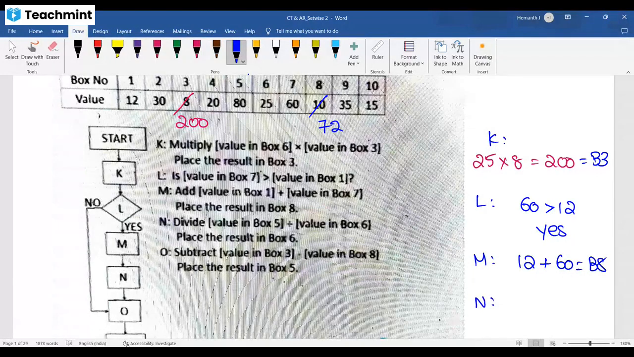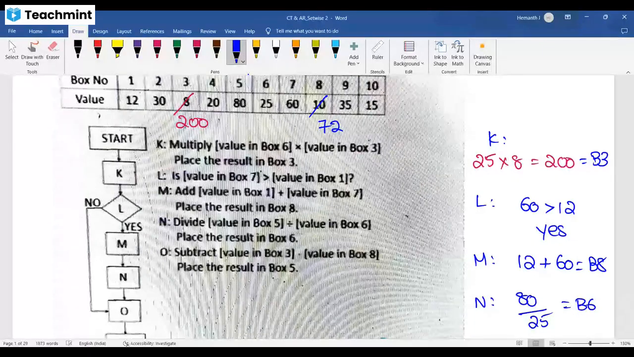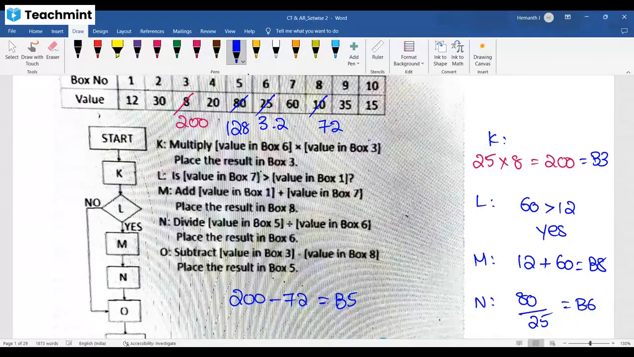The value in box 5 is 80. The value in box 6 is 25. 80 divided by 25 should be stored in box 6. It's around 3.2. We got some fraction. Fine, let it be. It's changed to 3.2. Next, subtract the value in box 8 from the value in box 3. The value in box 3 is 200. The value in box 8 is 72. The result should be stored in box 5. It is 128.